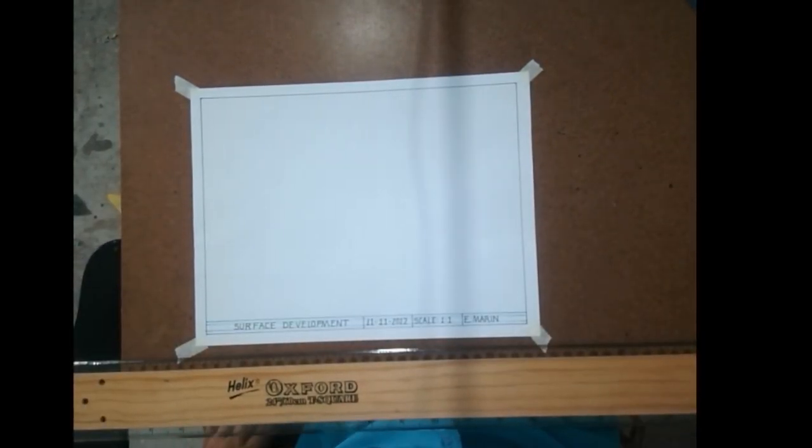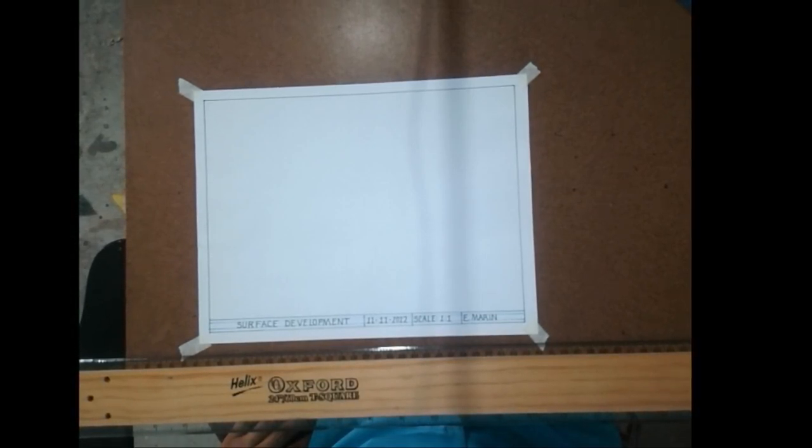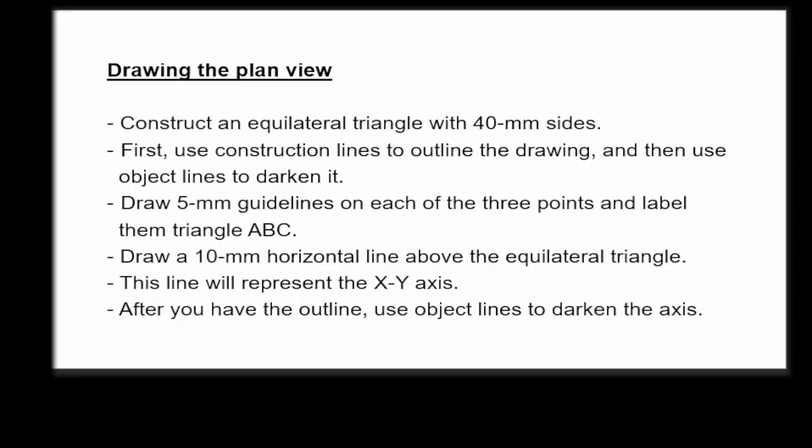So four pieces, and there we have our drawing paper set. Okay, so that's the first piece in this process: drawing the plan view. Construct an equilateral triangle with 40 millimeter sides.